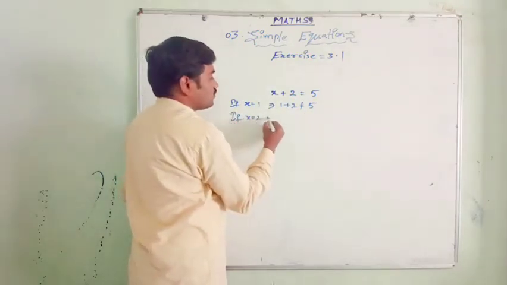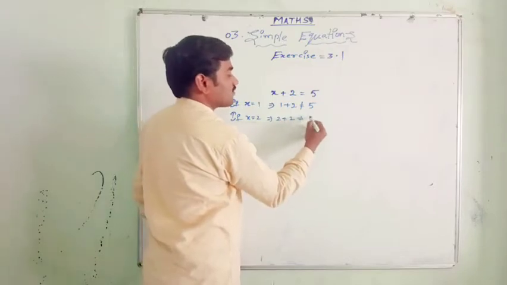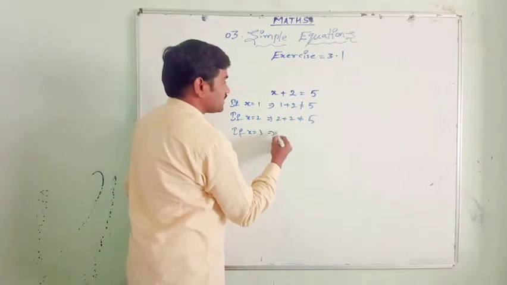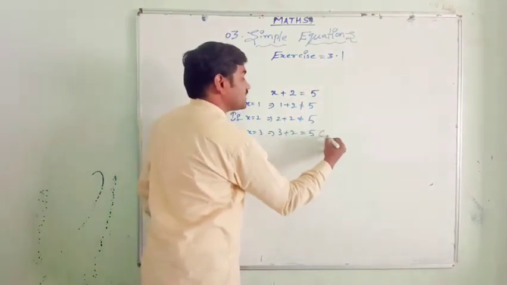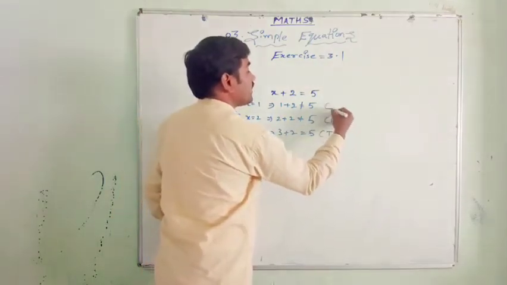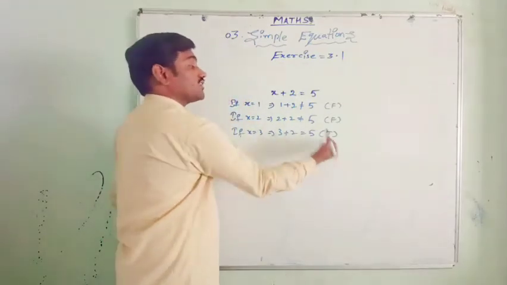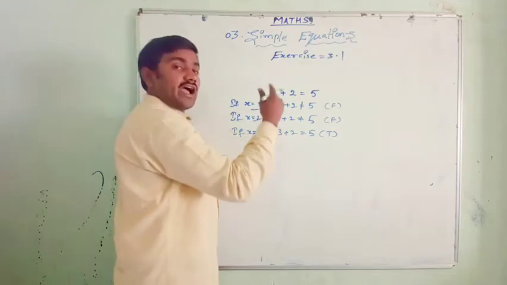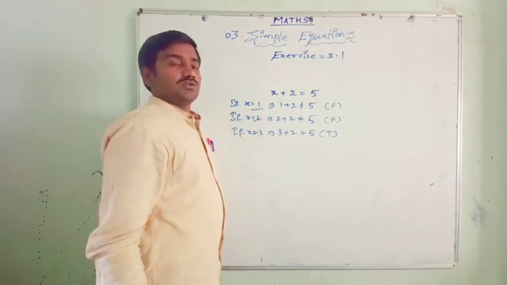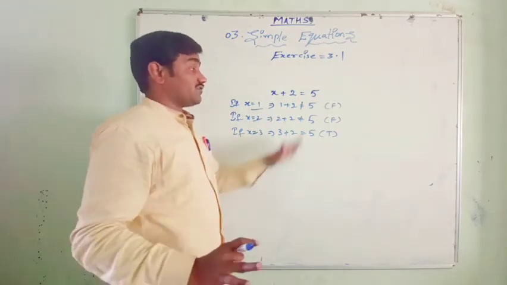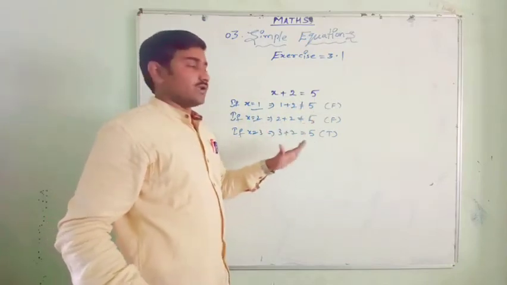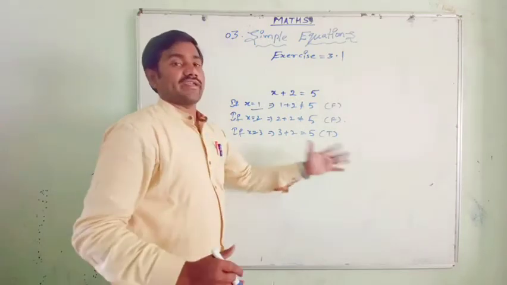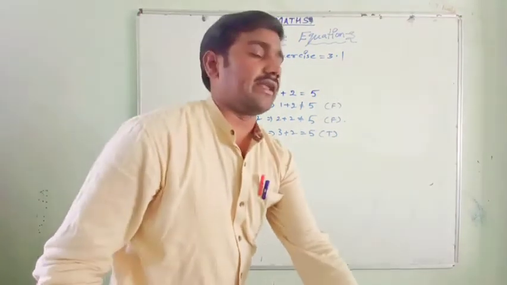If x equal to 2, then 2 plus 2 is not equal to 5. Then if x equal to 3, that is 3 plus 2 is equal to 5. It is a true statement. Before that you will get all false statements. Until you get the true statement, we have to substitute the values x equal to 1, 2, 3 and so on like that. It is called the trial and error method. Here you got error, here you got error. Until you get the correct answer, we have to try that. It is called the trial and error method.